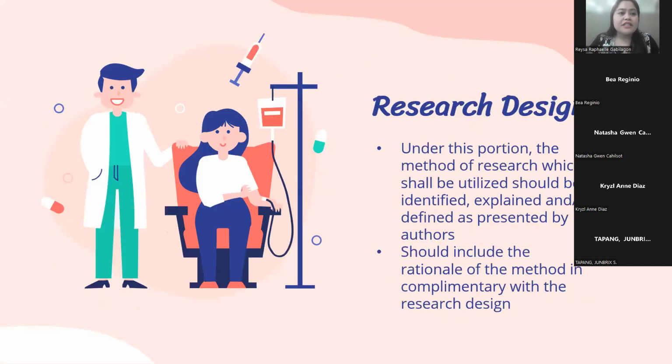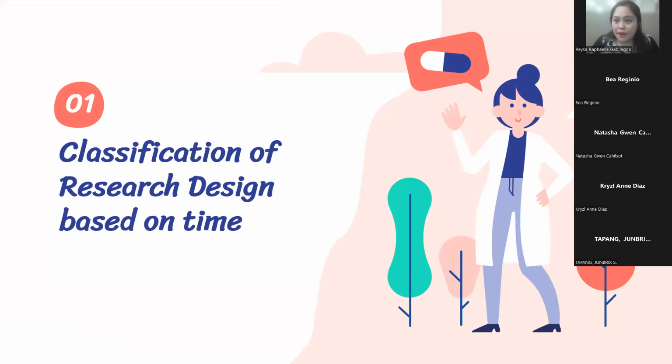So what do you mean by research design? It's like our overall plan on how we are going to complete our study, or how are we going to gather our data. So in this section, it's not just about identifying our plan or our research design, but we will also discuss it, explain it, and elaborate your rationale. You have to elaborate your rationale why you have chosen this method in gathering your data for your research. So let us discuss them one by one.